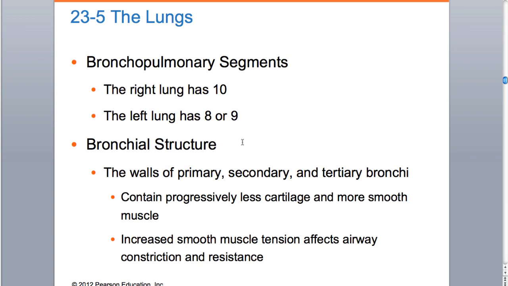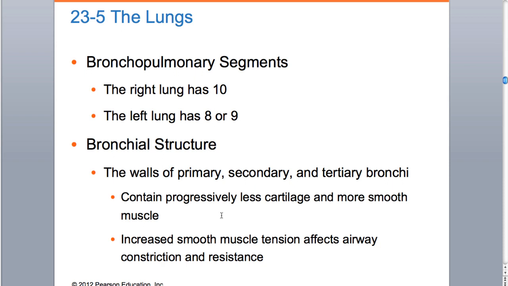This one is important to keep in mind. The right lung has 10 pulmonary segments. The left lung has 8 or 9, depending on the size of that lung. So left lung, 8 or 9. Right lung, 10. I've already mentioned the primary, secondary, and tertiary bronchus story.